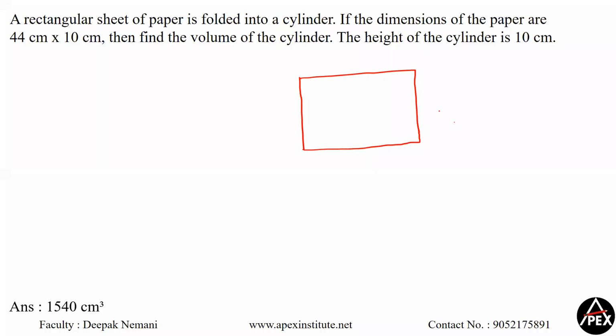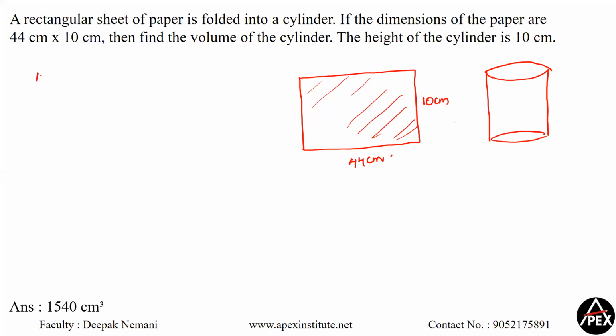A rectangular sheet of paper. The dimensions are, this is 44 centimeter and this is 10 centimeter. Okay, and this was folded into a cylinder. Now if this paper was folded into a cylinder, what will be equal to the area of this sheet? The area of this sheet is equal to 10 into 44, which is 440 centimeters square. Now with respect to cylinder, what is this 440 centimeters square? Perfect. That is the curved surface area of the cylinder.